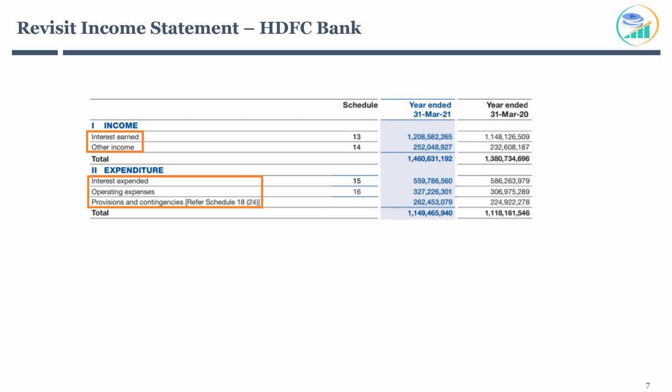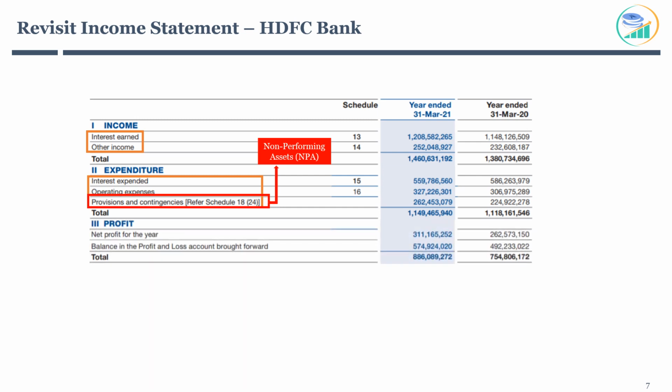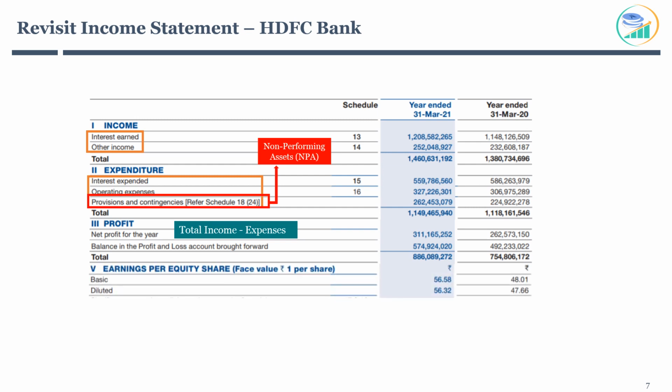The expenses associated with provisions and contingencies are called non-performing assets. This is also referred to as NPA. The next line item is net profit for the year. It is calculated as total income minus expenses. The last line on the income statement is earnings per share. It is calculated as net profit divided by shares outstanding.